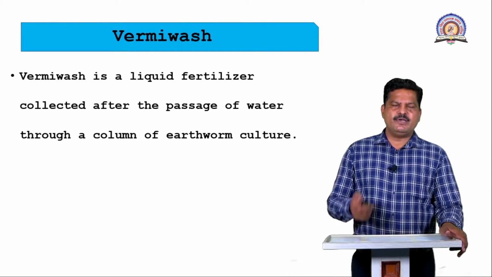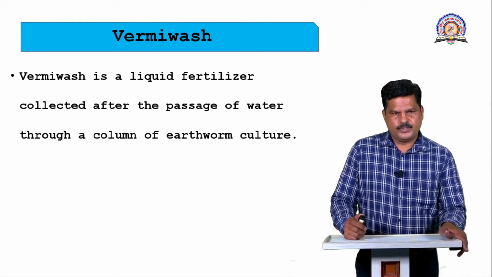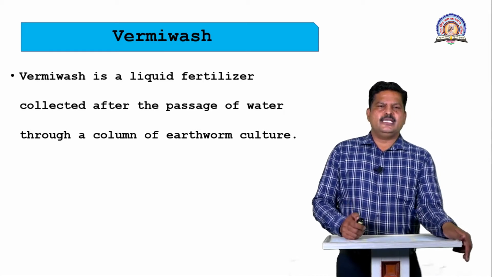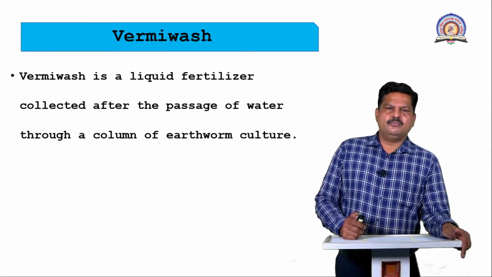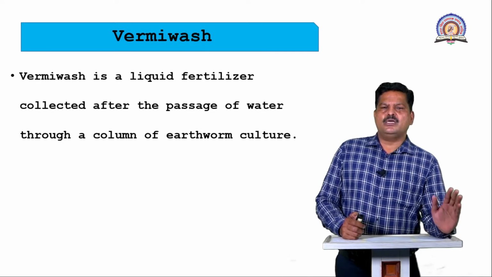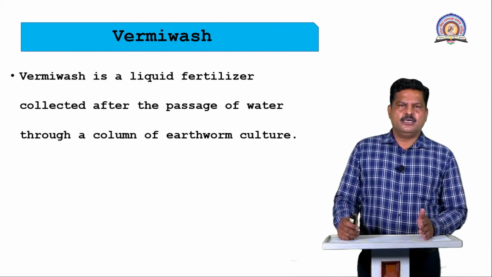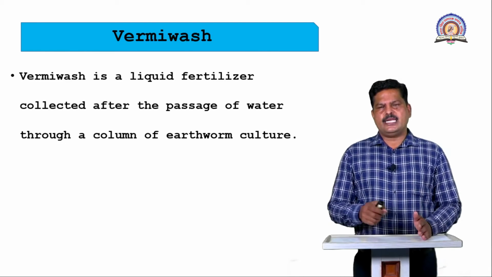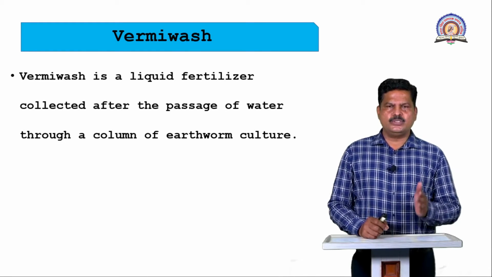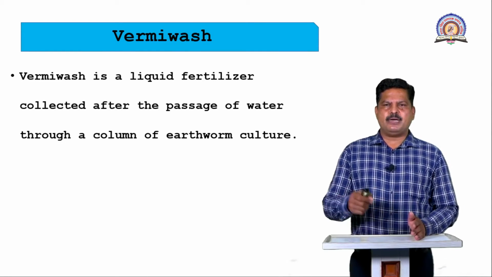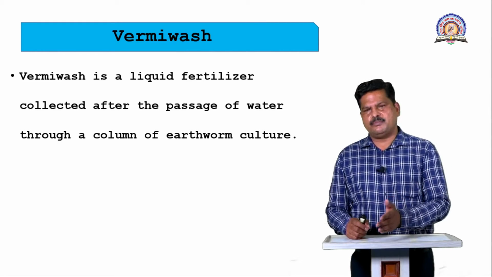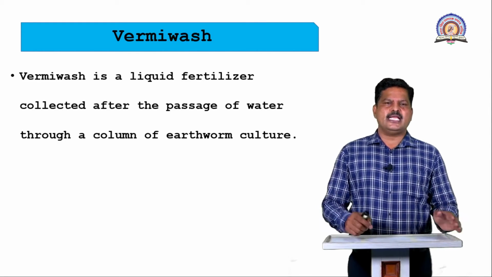It is a liquid form of fertilizer. When we collect this vermiwash from the passage of water through the column of earthworm culture, whenever the plant is constructed, there is one outlet, and through this outlet a liquid passes. That liquid passing from the unit is considered as vermiwash.